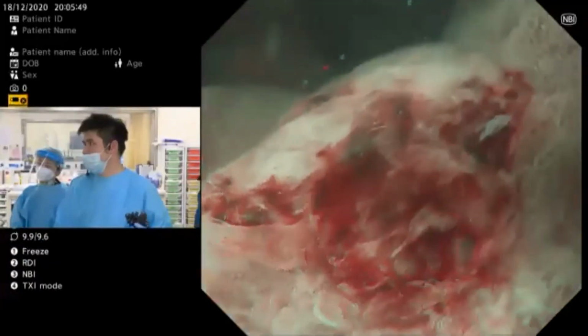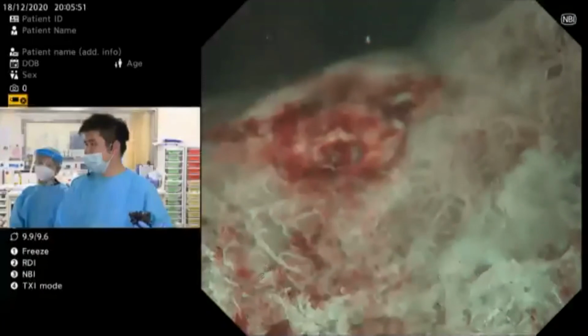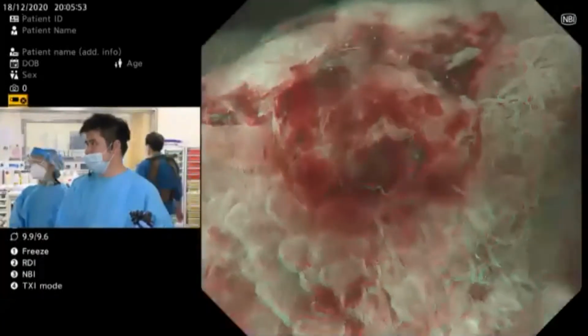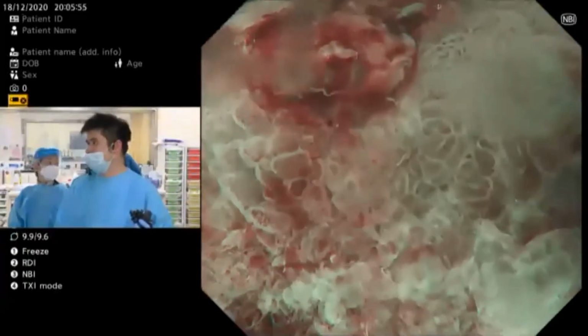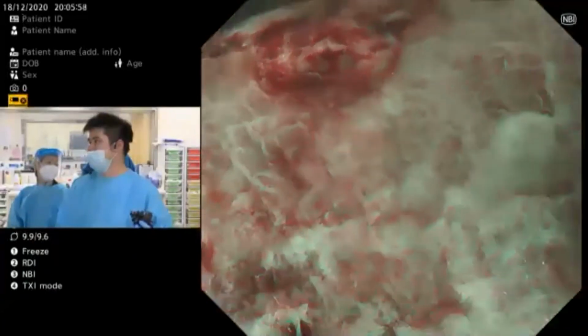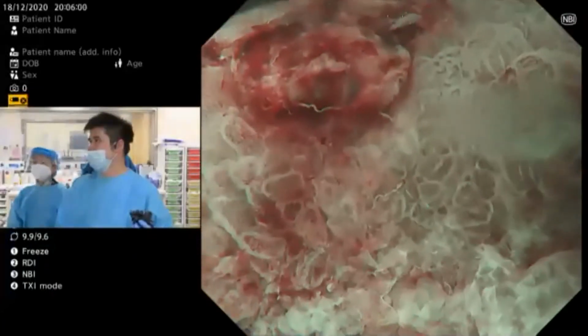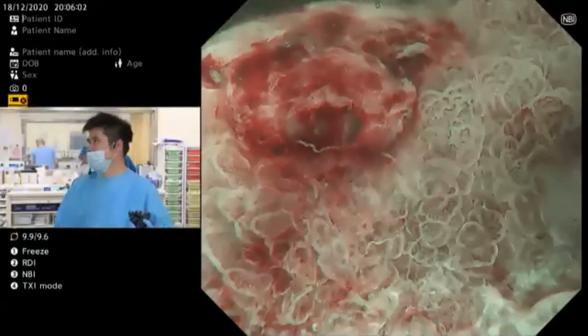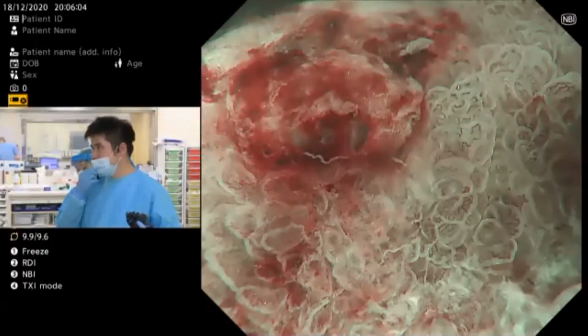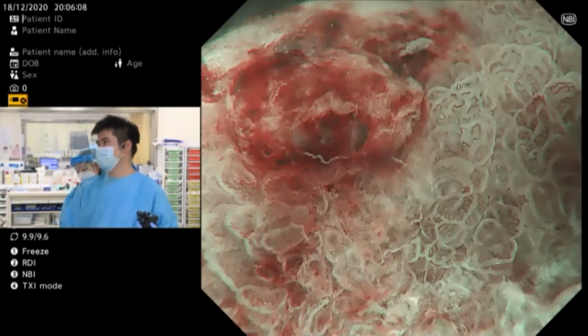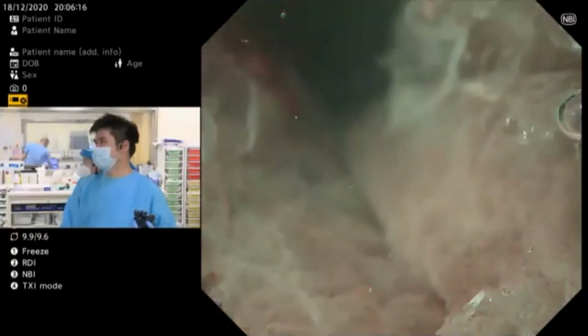But anyway, the technique is like this. In a retroflex position, you anchor your scope with the black hood towards this normal mucosa, then slowly move towards the abnormal area and then freeze. So you can vaguely see the center of the lesion with some irregular vessels. I don't know if you can see well because there are some clots covering it, but there is an obvious demarcation between the normal and abnormal mucosa.